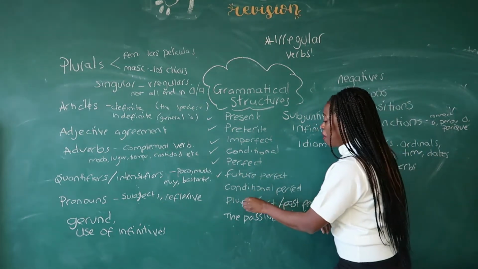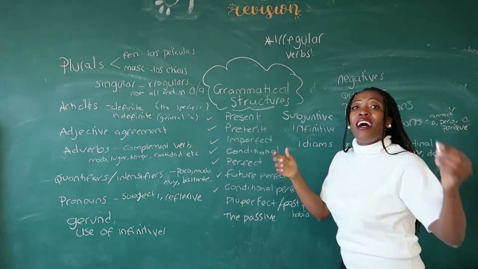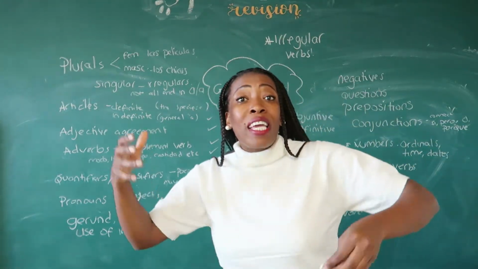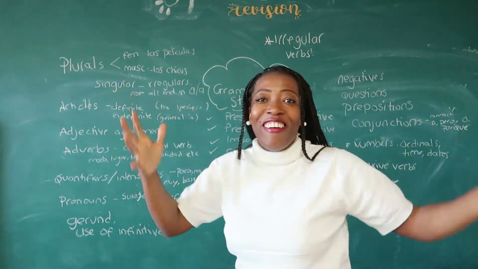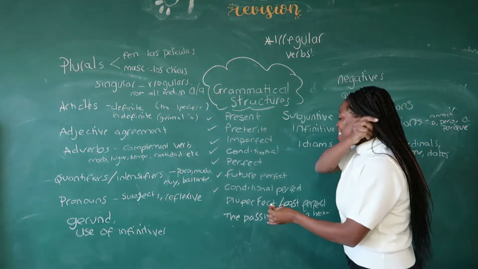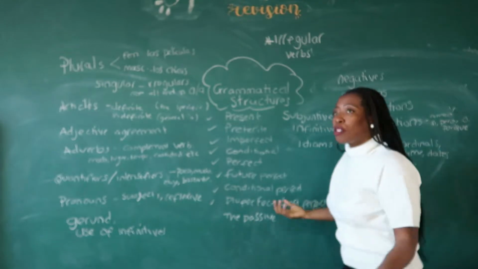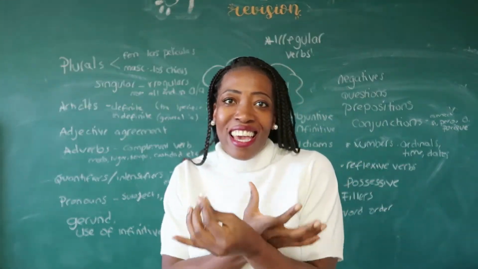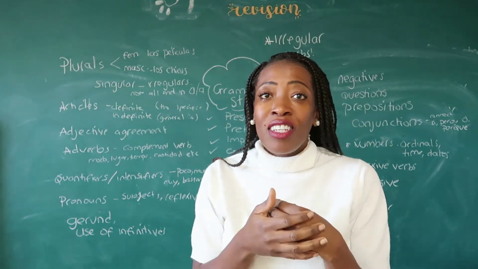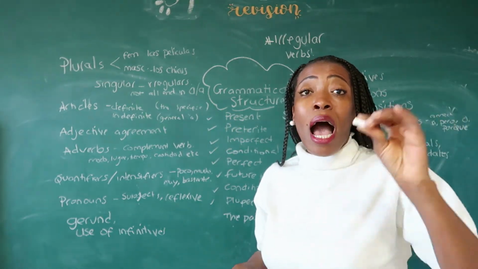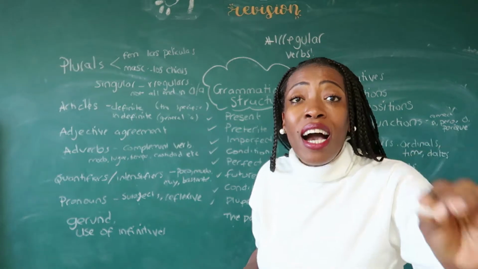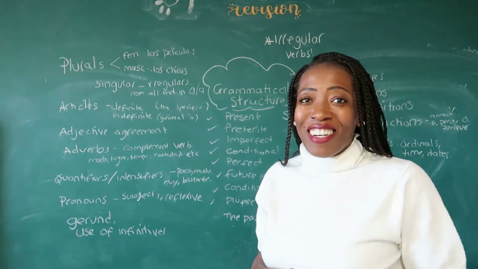The conditional perfect, habría bailado, habrías cantado, habrías vivido. That one. And then the pluperfect or the past perfect, which again is with the verb haber. Just that you would put it in the past. So, había dicho, habías dicho, había bailado, and so on.